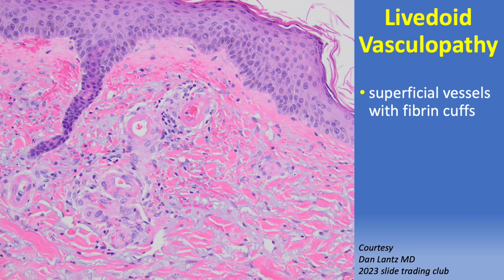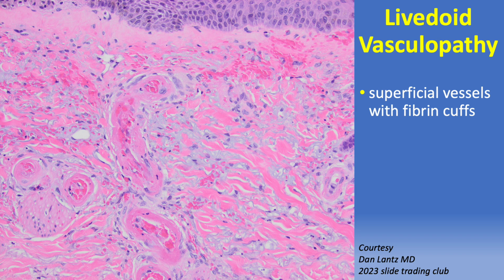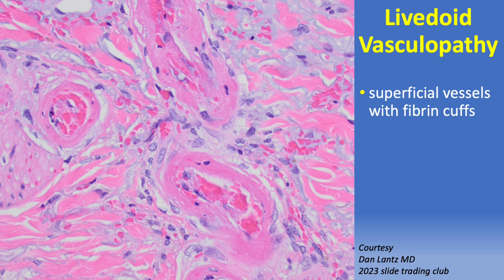Not only beneath areas of ulceration where secondary nonspecific vasculitic changes may occur, but also peripheral where the overlying epidermis is intact. And while the presence of intraluminal fibrin thrombi is relatively nonspecific, potentially compatible with virtually any form of coagulopathy or non-diagnostic embolic phenomenon, fibrin cuffs are relatively characteristic for livedoid vasculopathy.